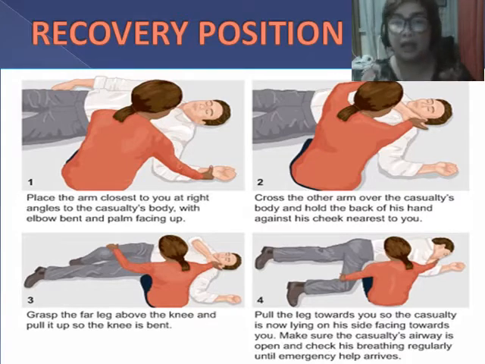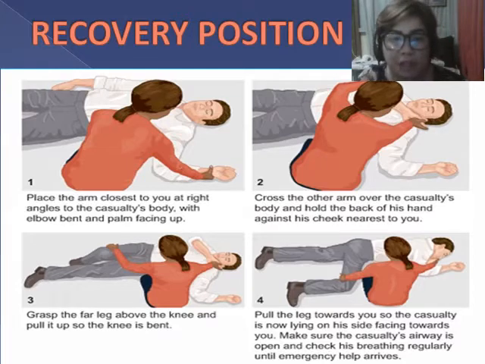Right? And then the lower extremity, you grasp the far leg above the knee and pull it up so the knee is bent. So you'll just have to bend the knee farther from you. Then pull the leg towards you so the casualty is now lying on his side facing towards you, making sure the casualty's airway is open, and check his breathing regularly until the emergency team arrives.